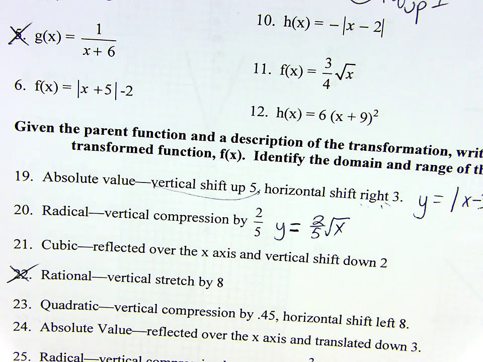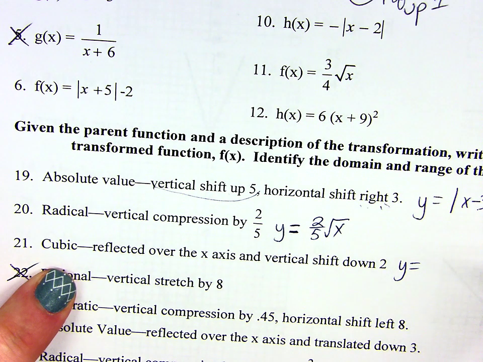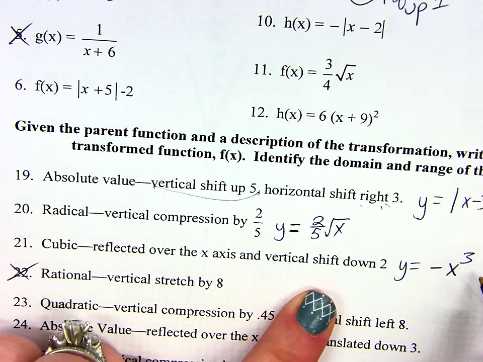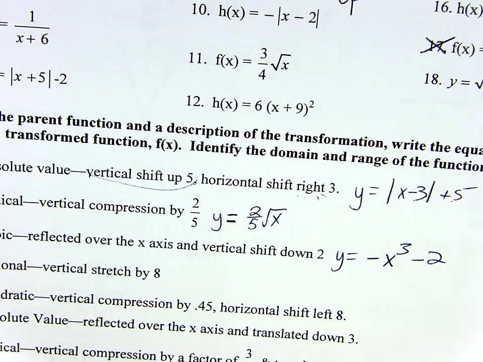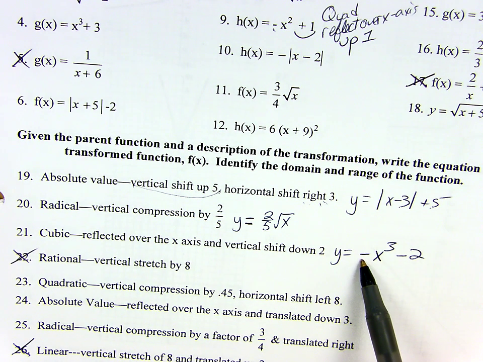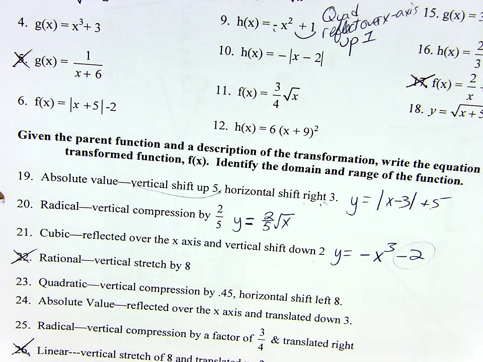Okay, we got something? So, if it's cubic, and then a vertical shift down would be, that's perfect. So, cubic means it's to the third power. If I want to reflect it over the x-axis, I have to put that negative out in front. That makes it go all the way flipped over. And then a vertical shift down 2, I just put a -2 on the end.